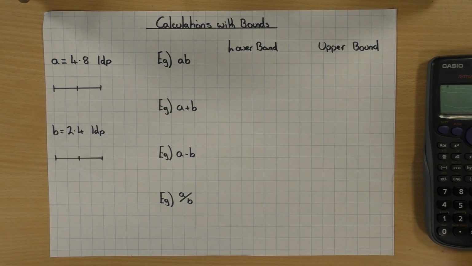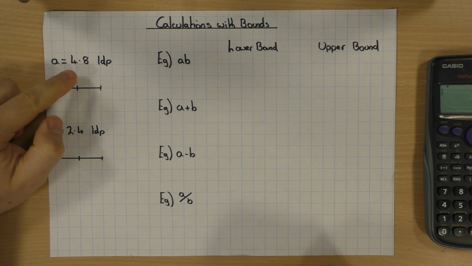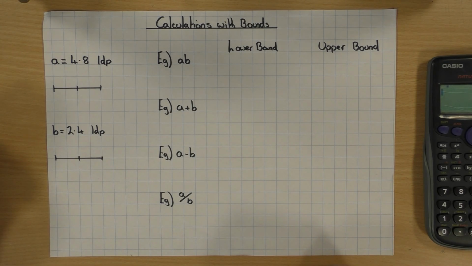Okay guys, in this one we're going to have a look at how we do calculations using upper and lower bounds. So the first thing you'll probably be given in the exam is something like this, where it will say A is represented by 4.8 and it's been rounded to one decimal place, or it could be whatever it says in the question. So the first thing you need to do is actually work out the upper and lower bound of the 4.8 when it's been rounded to one decimal place.